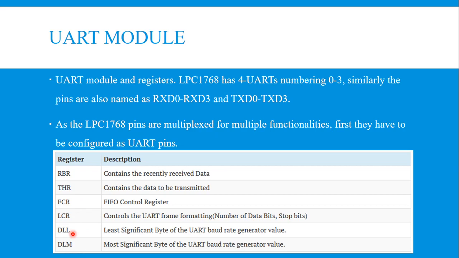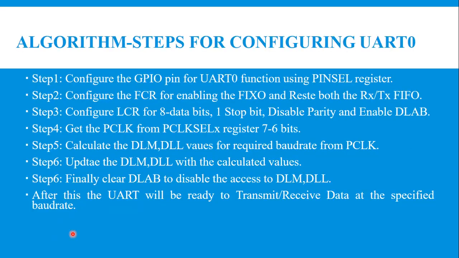Now I'll move to the algorithm, or steps, for configuring UART0. Step 1 is to configure the GPIO pin for the UART0 function using the pin select register. Using the pin function select register, the selected pin, which is made as a GPIO, must be set for the UART function. For every action, we check the manual and data sheet of the LPC1768 and set the proper value by looking at the register expansion.